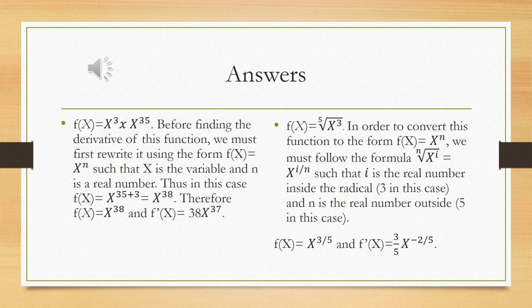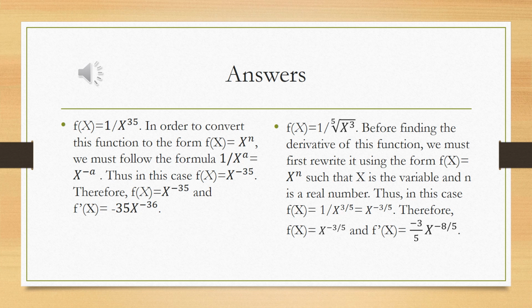In order to convert the fifth root of x cubed to the form f of x equals x to the n, we must follow the formula the nth root of x to the i equals x to the i over n, such that i is the real number inside the radical and n is the real number outside. So f of x will become x to the power 3 over 5, and f prime of x will become 3 over 5 x to the power minus 2 over 5.